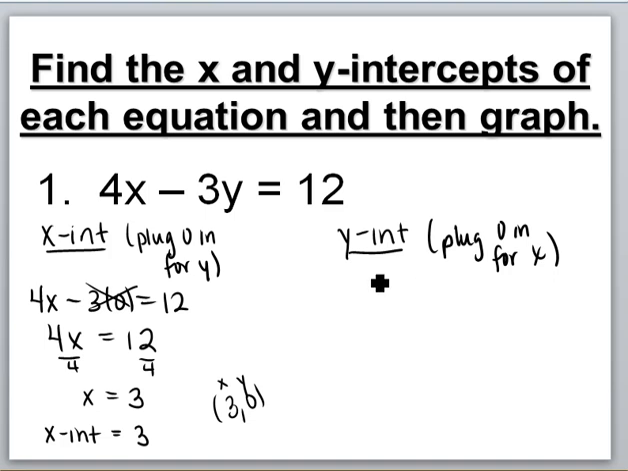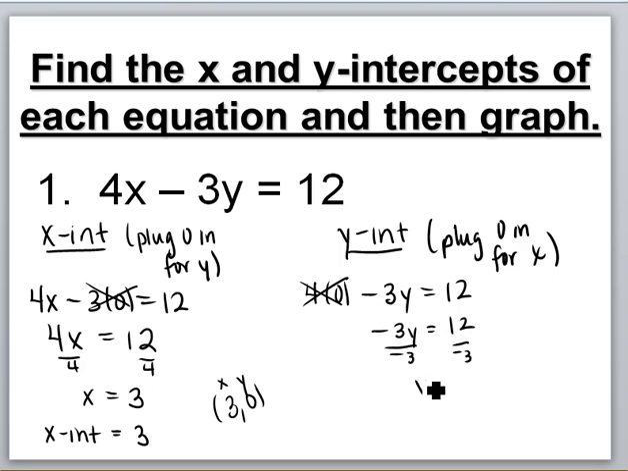The y-intercept is where I plug 0 in for x. So I have 4 times 0 minus 3y equals 12. This is really 0, so I just have the simple equation negative 3y equals 12. Divide by negative 3 on both sides, and I get y is negative 4. My ordered pair, x comma y, is (0, -4): 0 for my x, since I plugged in 0 for x, and negative 4 for my y. Most of the time, we will just see it written as x-intercept equals 3 and y-intercept equals negative 4. But I do want you to understand that it is really truly an ordered pair.